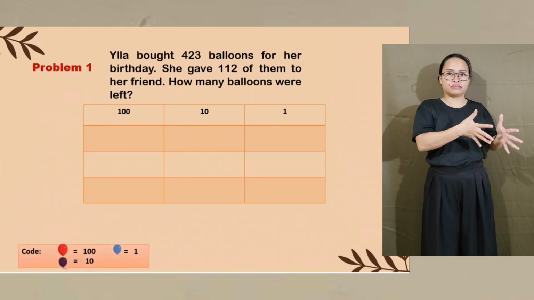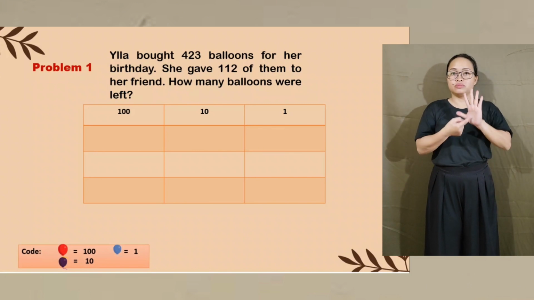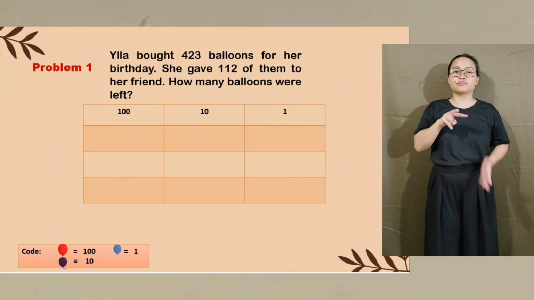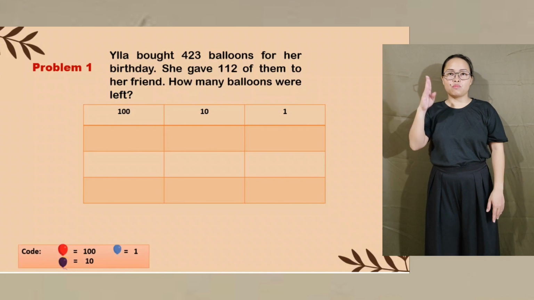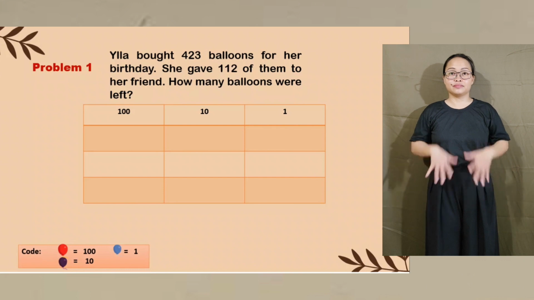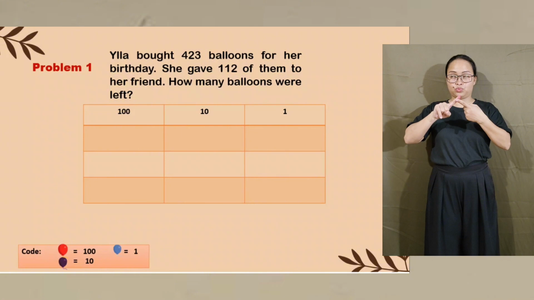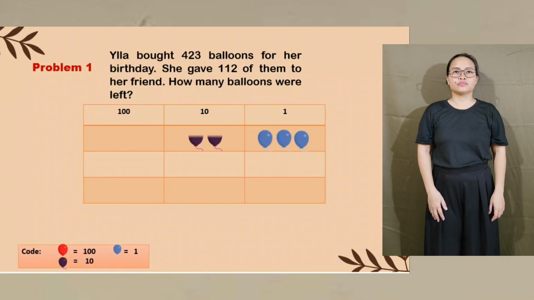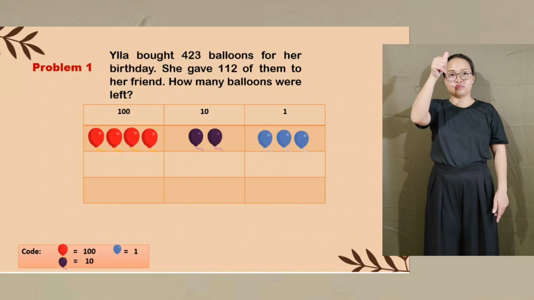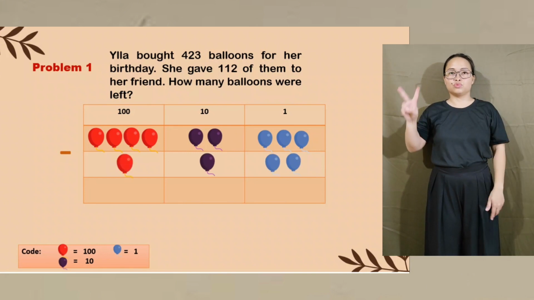So we have different colors of balloons to represent the place value of digits. Red stands for 100, violet stands for 10, and the blue one stands for 1. Now we will place the digits in their respective places. 423 has 3 ones, 2 tens, and 4 hundreds, while 112 has 2 ones, 1 ten, and 100.